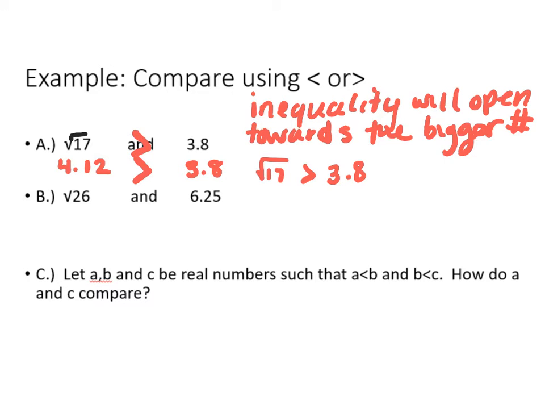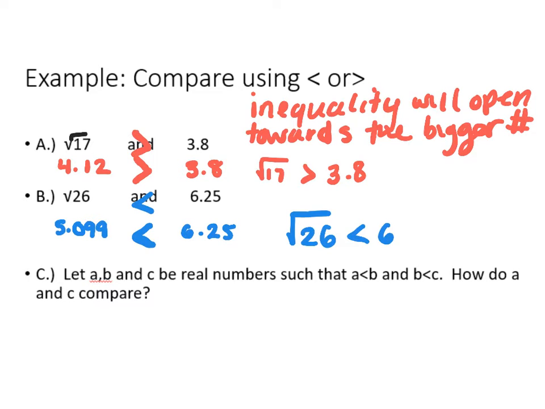For the next example, the square root of 26 is really 5.099. The other number stays as 6.25. Since 6.25 is the bigger number, it's going to open towards that direction. So we can rewrite it as the square root of 26 is less than 6.25. For the next example, it says, let A, B, and C be real numbers such that A is less than B and B is less than C. How do A and C compare?